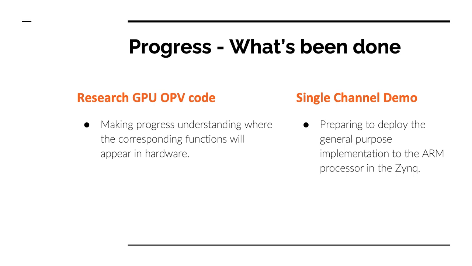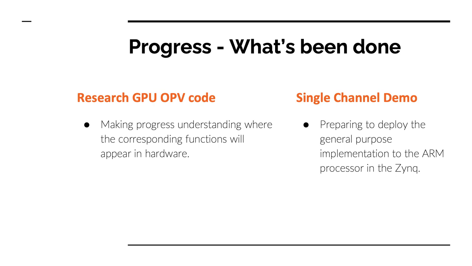And then that C++ code, this is all general purpose processor code or ARM code, with volunteers working on figuring out, okay, we're going to get this working as a single channel. It's going to be running in the ARM on the Zynq, so mostly software. What corresponding functions need to be moved to hardware, moving them one at a time and testing at each step is the plan for now.